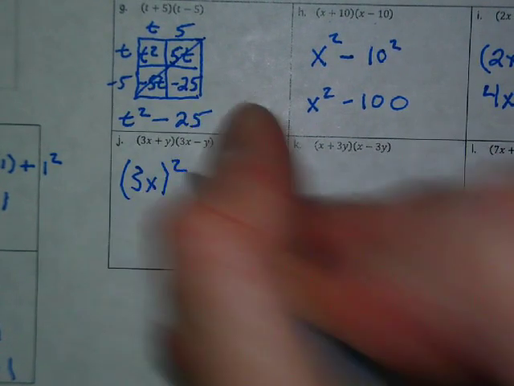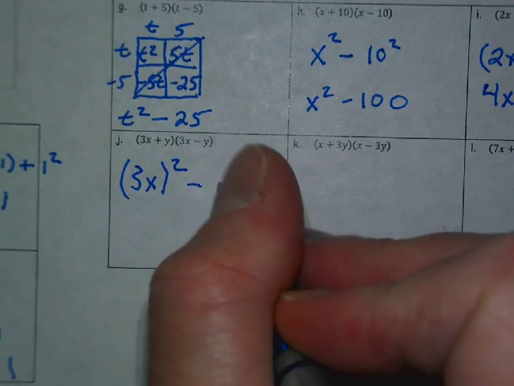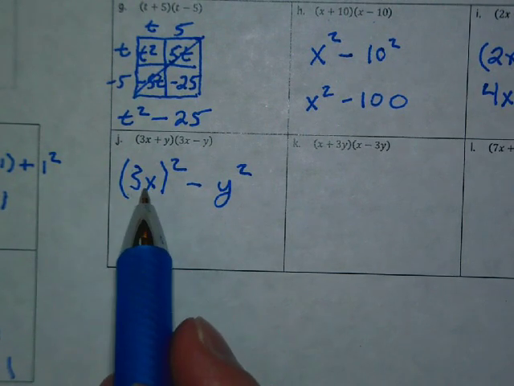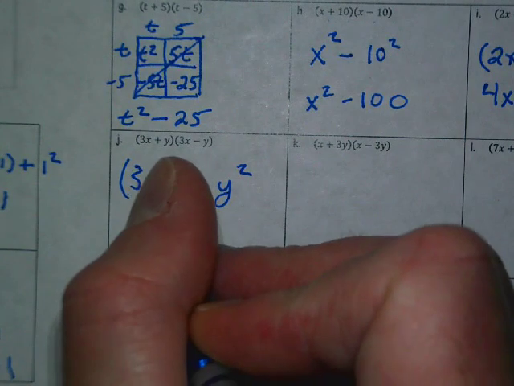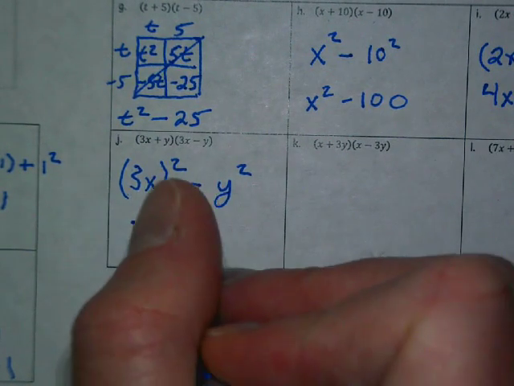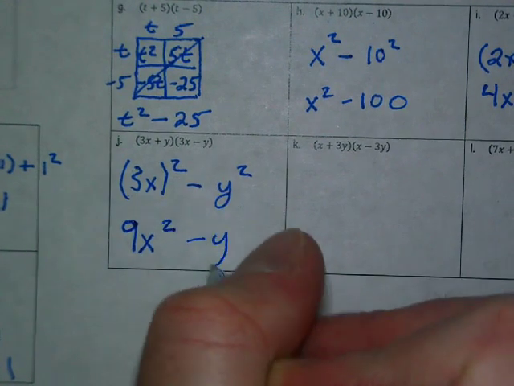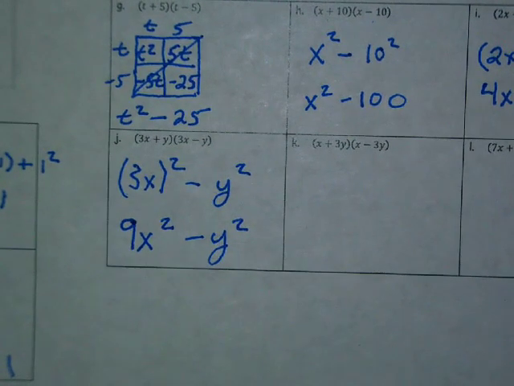Let's do 2 more of these. Okay, so square the first term. So this would be 3x squared minus square the second term. The key is when you simplify this now, make sure you square the 3 and the x. So what is 3 squared? 9. So 9x squared, and then we can't simplify anything with the y squared, so just bring it down there.